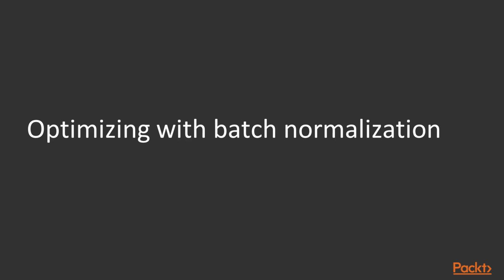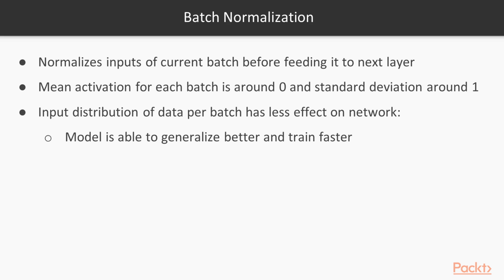Now, we perform optimizing with batch normalization. Another well-known optimization technique for CNNs is batch normalization. This technique normalizes the inputs of the current batch before feeding it to the next layer. Therefore, the mean activation for each batch is around 0, and the standard deviation around 1, and we can avoid internal covariate shift.